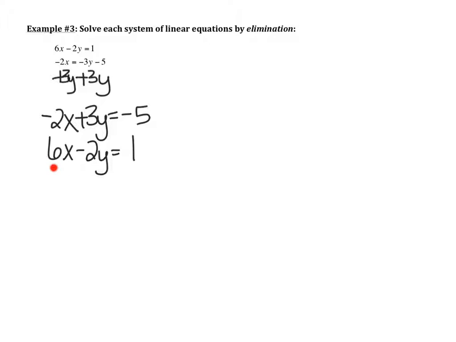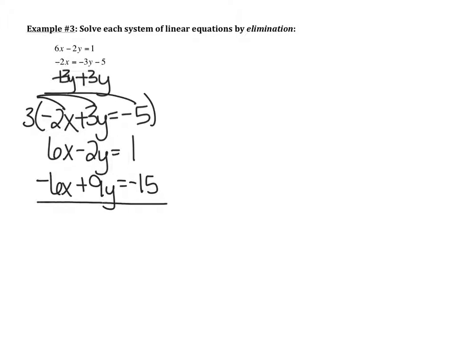Since I have a positive 6 down here, I'm going to make this a negative 6 up there by multiplying by 3. Remember, I have to multiply everything by 3 to do that, so I'd end up with negative 6x plus 9y equals negative 15. Don't forget about that number after the equal sign.